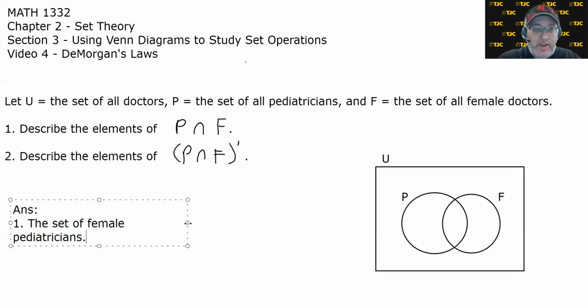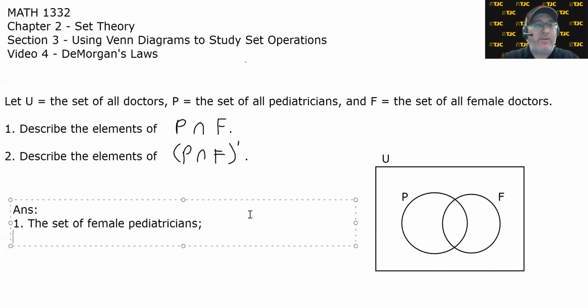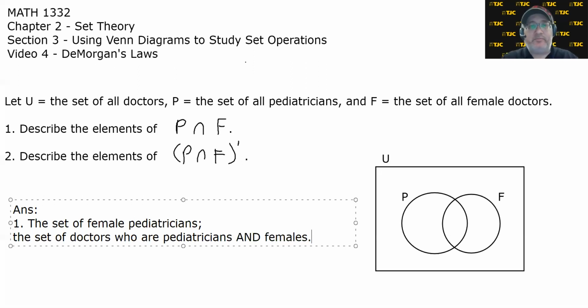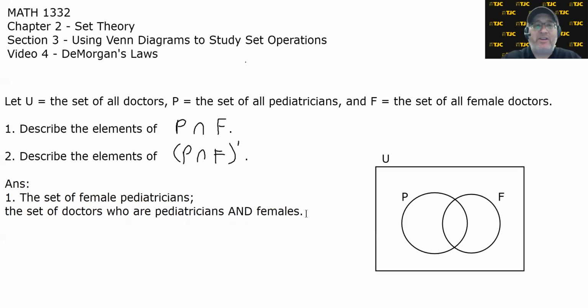Now, that's not the only way you could describe it, because if you notice, I didn't use the word and. So how could we describe them using the word and? The set of doctors who are pediatricians and females. Again, I only wanted to try to describe it using the word and because intersection is associated with the word and. But what about the second one?